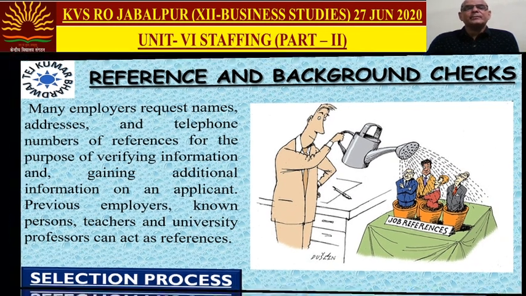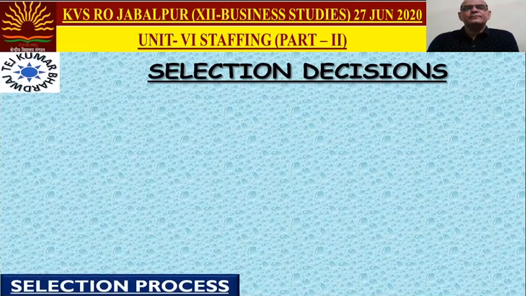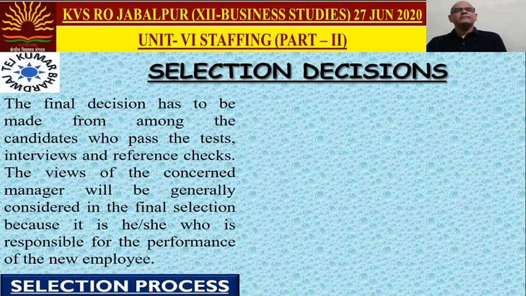Those who clear this step also reach the selection decision. Simply put, the selection decision means making a merit list, meaning the candidate has cleared all the steps.